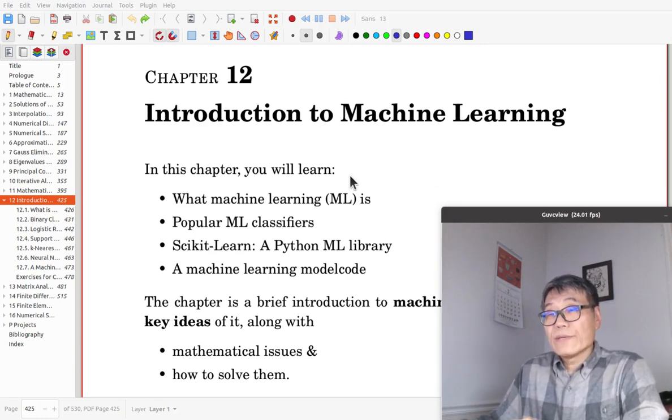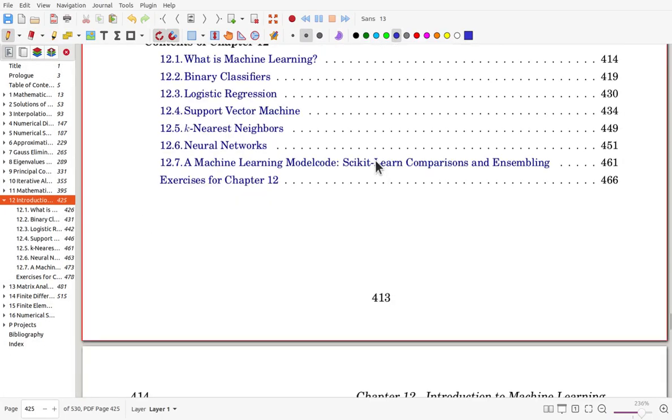Now it is chapter 12. The chapter is a brief introduction to machine learning. You will see key ideas of machine learning along with mathematical issues and how to solve them. Let's go to the first section.